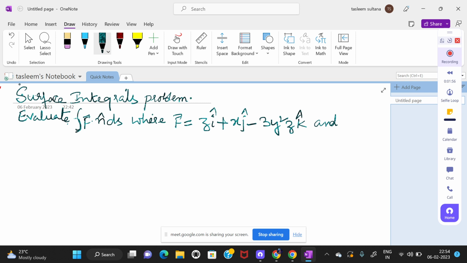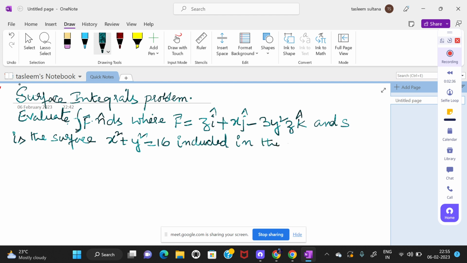and S is the surface x square plus y square is equal to 16 included in the first octant between z is equal to 0 and z is equal to 5.